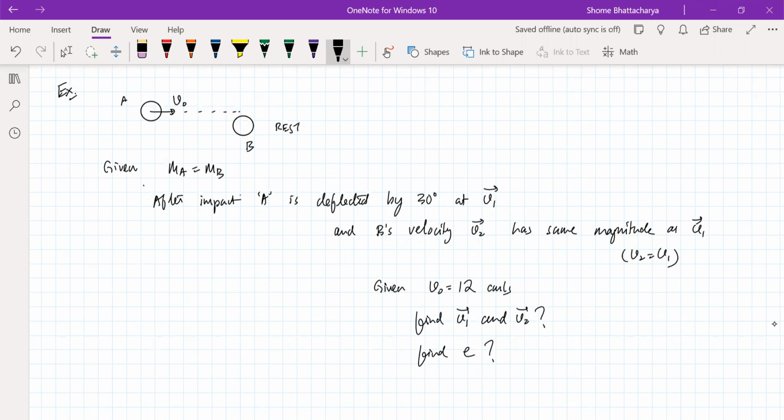In this case, let's also find the coefficient of restitution. So we will discuss in detail how to find the coefficient of restitution. For that, we'll have to see how to calculate the relative velocity of approach and the relative velocity of separation. But before that, work out v1 and v2, and that is going to be very simple. That is just going to come by conservation of momentum.